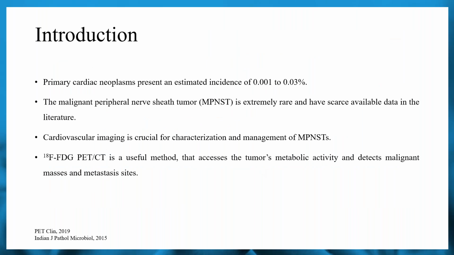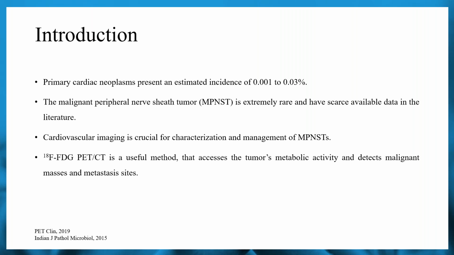So to begin, a brief introduction. We know that primary cardiac neoplasms are rare. They present an estimated incidence of 0.001 to 0.03% in the general population. And among the malignant primary tumors, the malignant peripheral nerve sheath tumor is extremely rare. We have only a few case reports about it in the literature, so it's a rare entity.